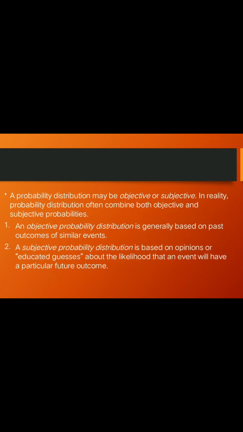A probability distribution may be objective or subjective. So what is objective and subjective probability distribution? Objective probability distribution is generally based on past outcomes of similar events. From the word itself, past. It is the probability where an event occurs based on analysis, based also on recorded observation and a long history of collected data.